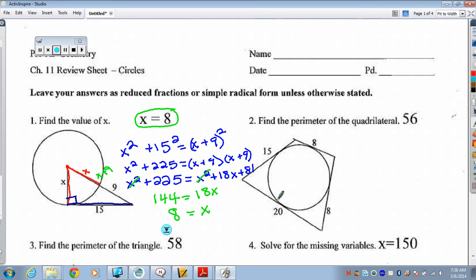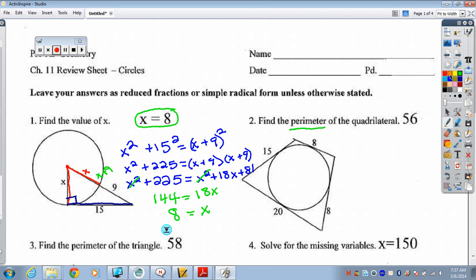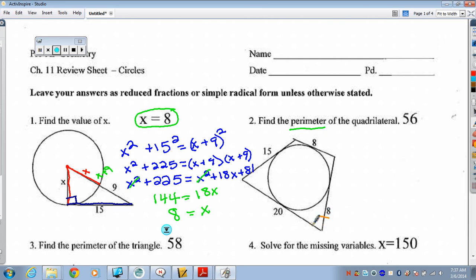All of these sides of this quadrilateral are tangent to the circle. With that being said, this says find the perimeter. We know this entire side is 8, this entire side is 15, and this entire side is 20. Down here, we know this part is 8, and we know that when two tangents come from the same endpoint and they're both tangents to the circle, these two parts are congruent. So this is congruent to this, therefore this is 8. Well, this whole side is 20. Therefore, 20 minus 8 is 12, and this part's 12.